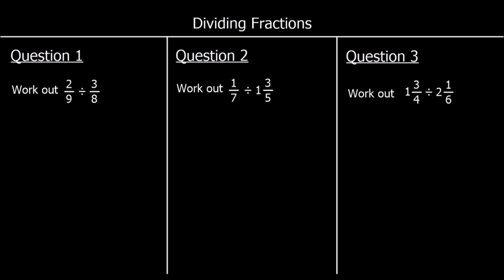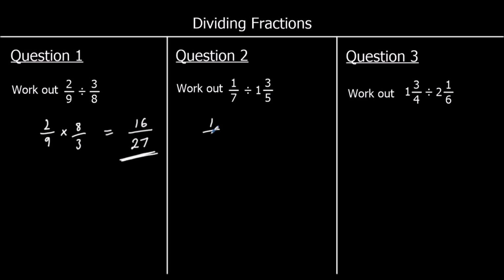Question 1, 2/9 divided by 3/8. So dividing by 3/8 is the same as timesing by 8/3. And then we just times the top and times the bottom. So 2 times 8 is 16, and 3 9s or 9 3s is 27. So we've got 16/27. For question 2, we've got a mixed number which we need to get rid of first.